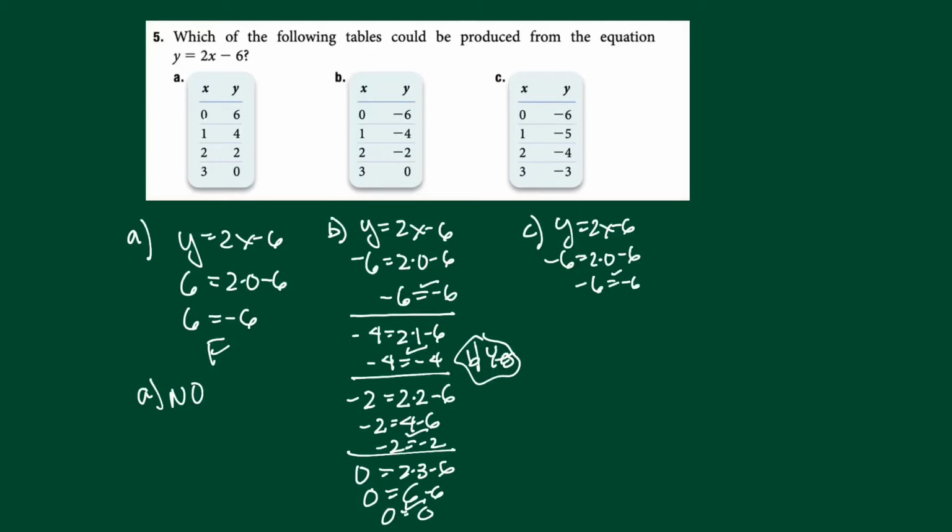Let's go to the second line. When x is 1, y is negative 5. So we'll put a negative 5 for y equals 2 times 1 minus 6. Negative 5 equals 2 minus 6. Negative 5 equals negative 4. Nope, that doesn't work. So table C will say no. So the only table that could have been produced using that equation is table B.